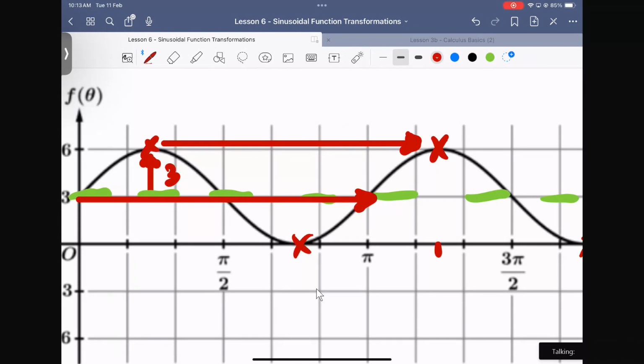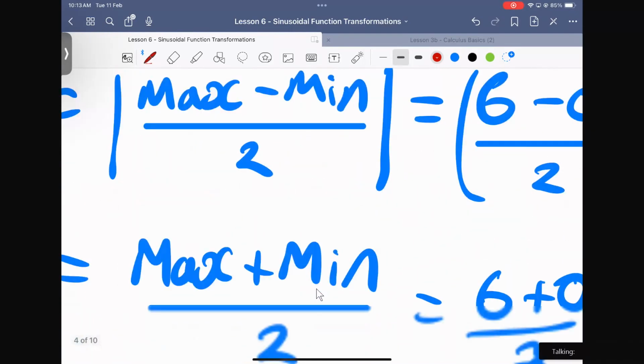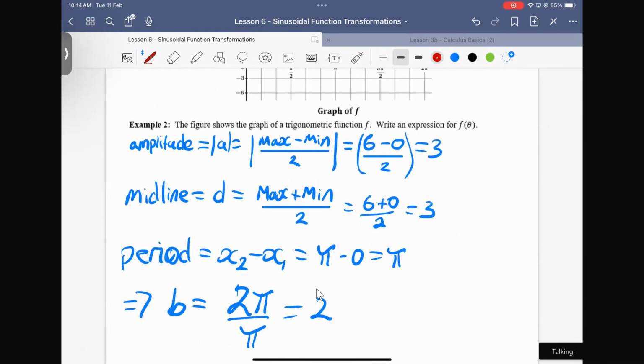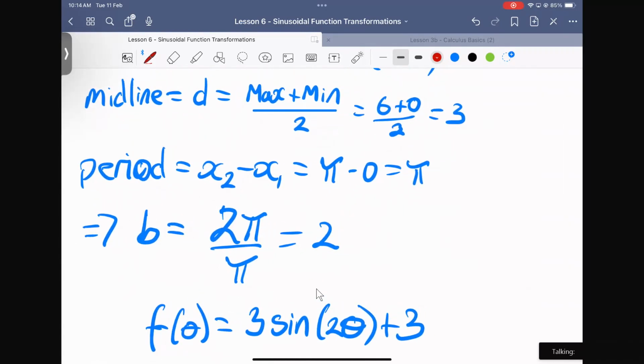So we're taking this coordinate here, which is at 0, 3, and we're taking this coordinate here, which is at pi, 3. They have the same y value. That's important. So then we look at the difference between the x values. And we find the difference between the x values, which is pi. Okay, so then the b is 2 pi divided by the period.